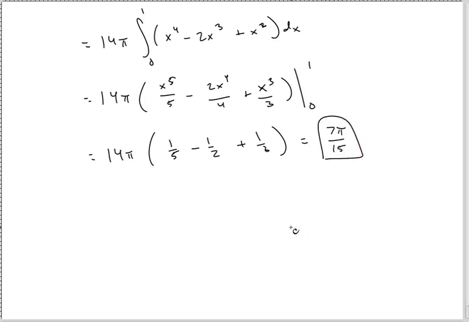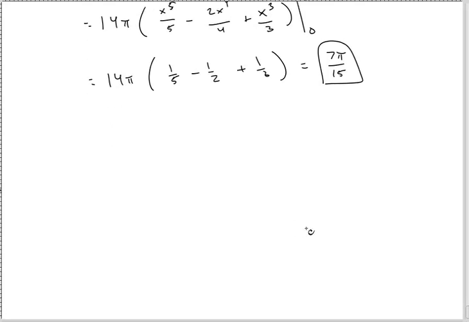Yes. They have a different way of using this formula, and I don't even want to show it to you, so I'm not going to do it. There you go. Yay.